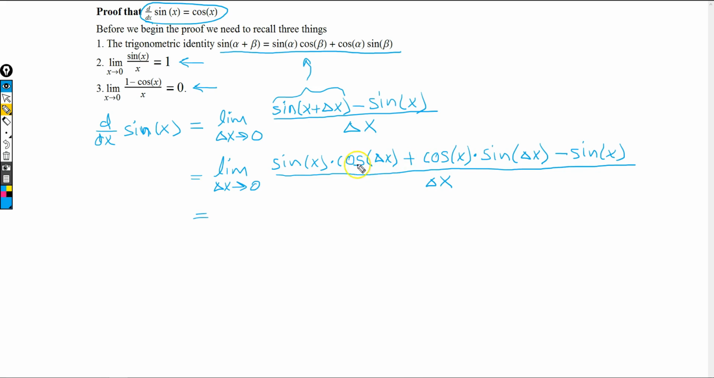and now what we're going to do is combine the sine x and the cosine delta x with this sine over here, and then we're going to just take this term and leave it as is, and we're going to split this fraction apart. So watch what we do next.